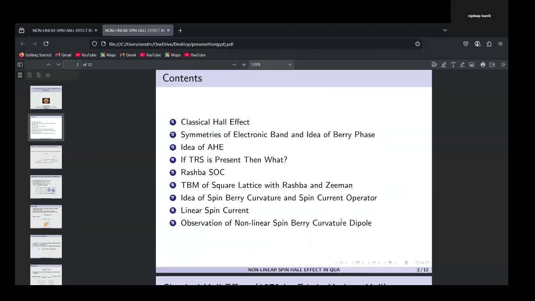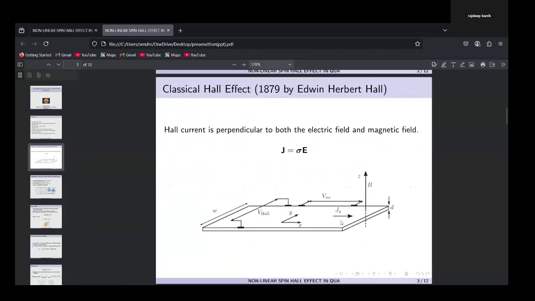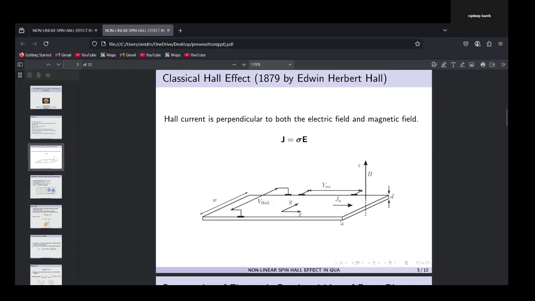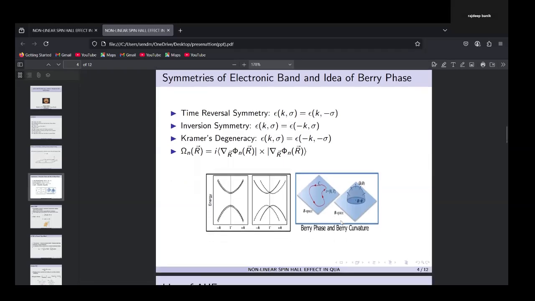This is the content of today's presentation. I'll go through first what is the classical Hall effect. We all know that when you put an electric field perpendicular to a magnetic field in plane in a material, we will get an out of plane Hall current, which is well known, our classical Hall effect. And then I'll go through the symmetries in the electronic band and the idea of the Berry phase.